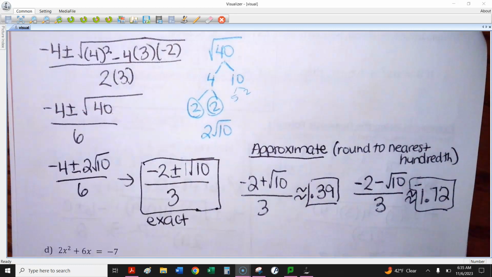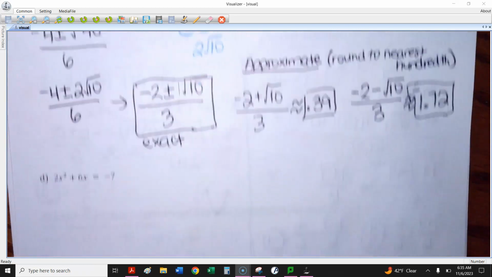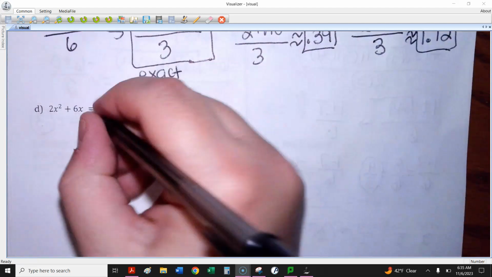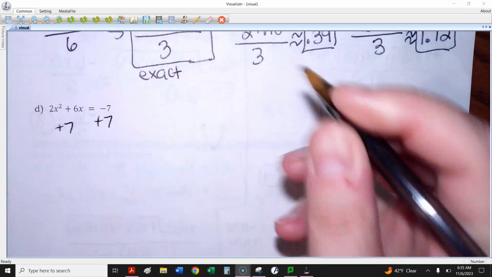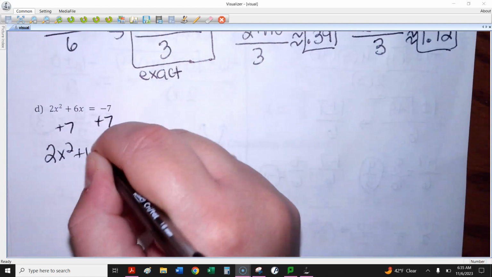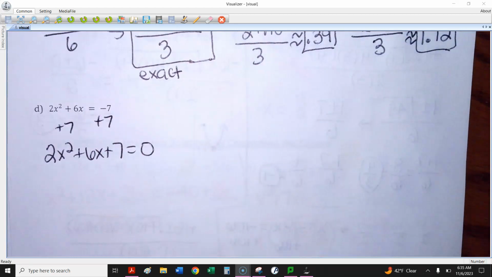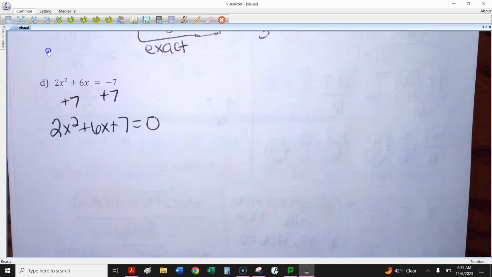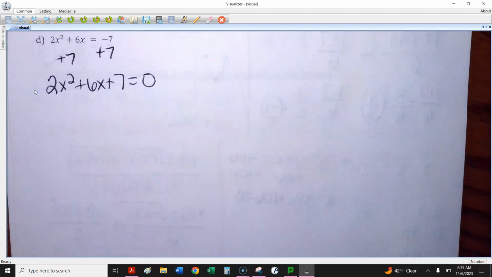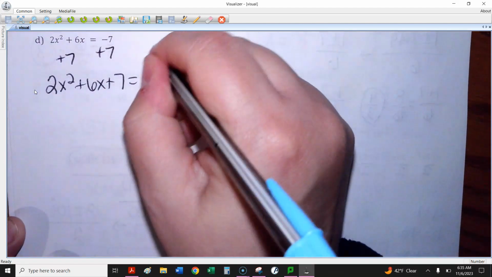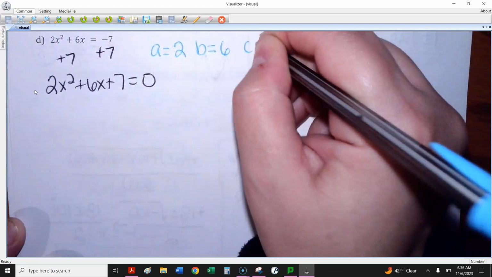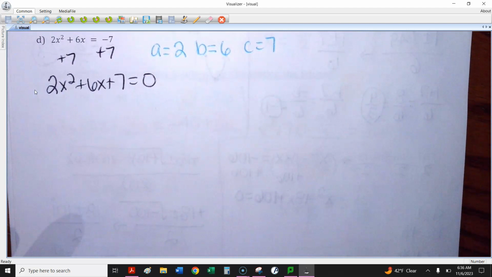All right, we're going to try one more problem here down at the bottom of the page. Set equal to 0, I'm going to add 7 here. So we're going to be working with 2x squared plus 6x plus 7 equals 0. Again, I don't have a greatest common factor or anything here, so we're not going to divide anything out. We're just going to identify A, B, and C. So A is 2, B is 6, C is 7. And we're just plugging it into the formula.